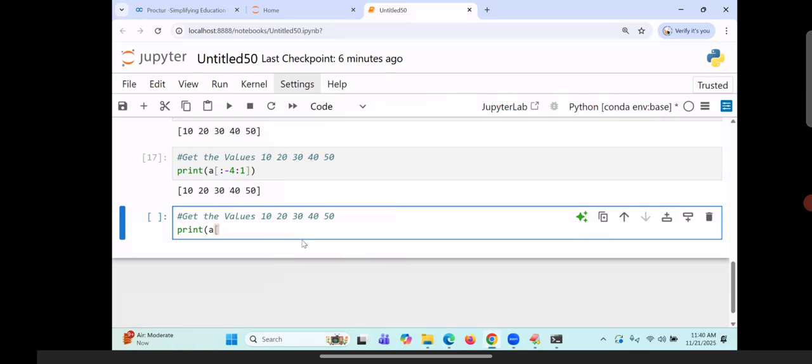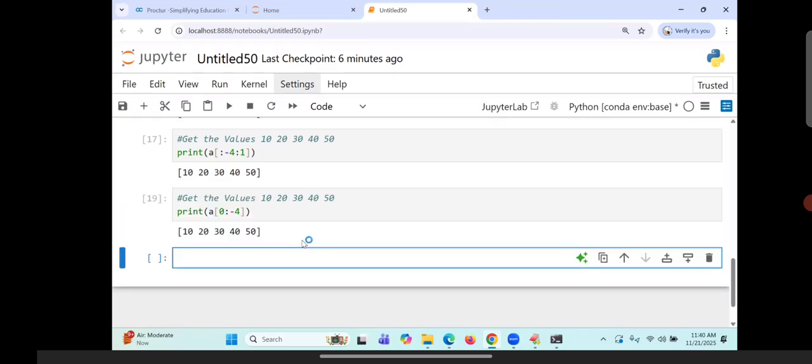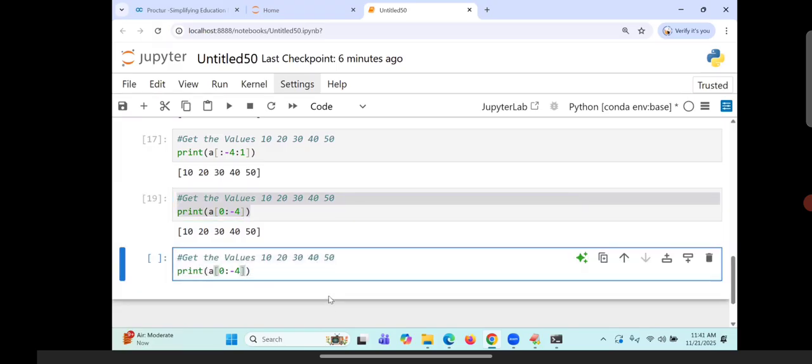So I am going to write it. Tell me, 0 colon minus 4. Minus 4. What is this giving you, the same thing or not? Similarly, I can also write it like this. Colon, I can write what? 1.